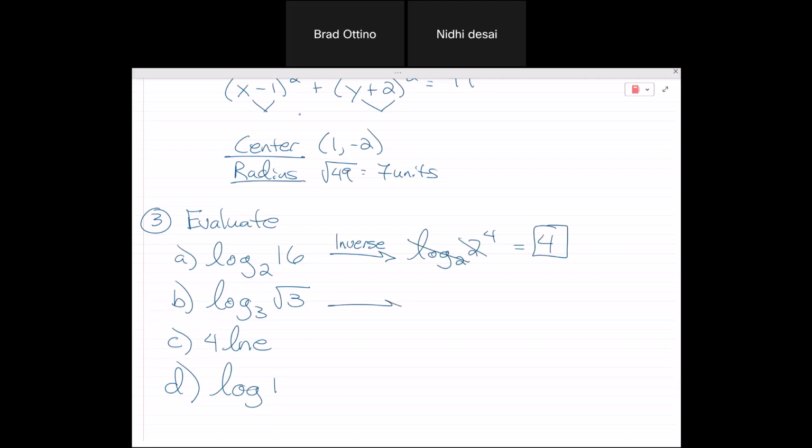For letter B, we talked about logs don't like radicals. They also don't like decimals. So the way that we're going to do a problem like this is with our property, where if you have a fractional power, we could easily convert that to a radical and vice versa. So this is really the second root of 3 to the first. So converting this to rational exponents, we get log base 3 of 3 to the 1/2 power, which using the inverse property would become 1/2.